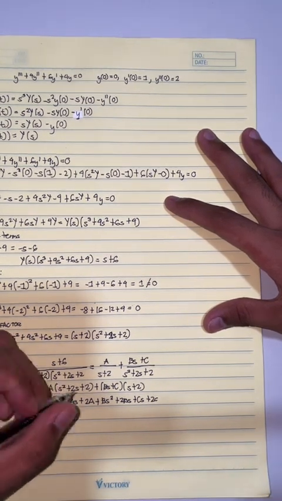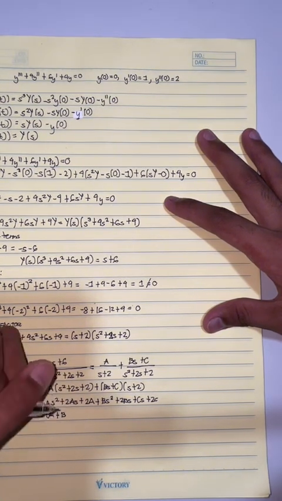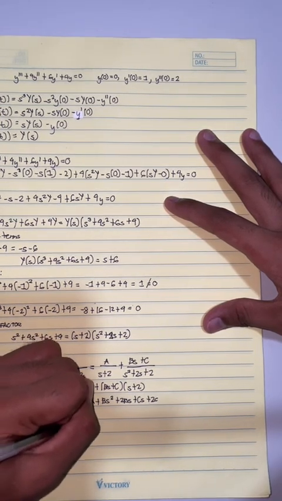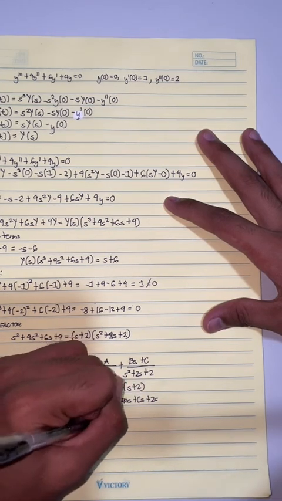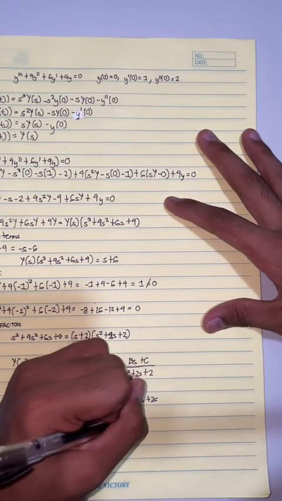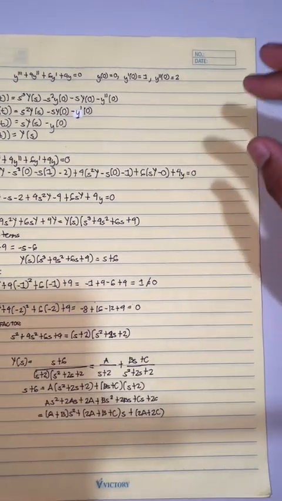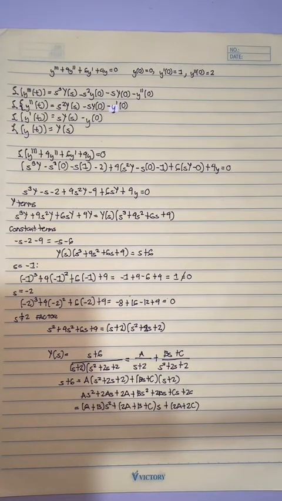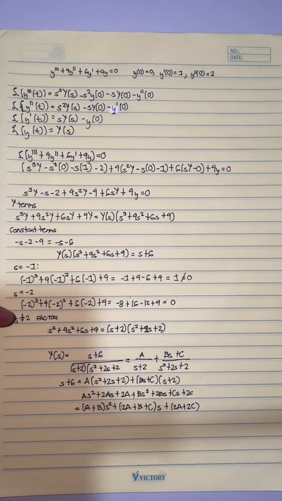So A plus B times s squared plus 2A plus B plus C multiplied by s, and this one is 2A plus 2C. So I'm doing this to break down the problem so that you can understand.